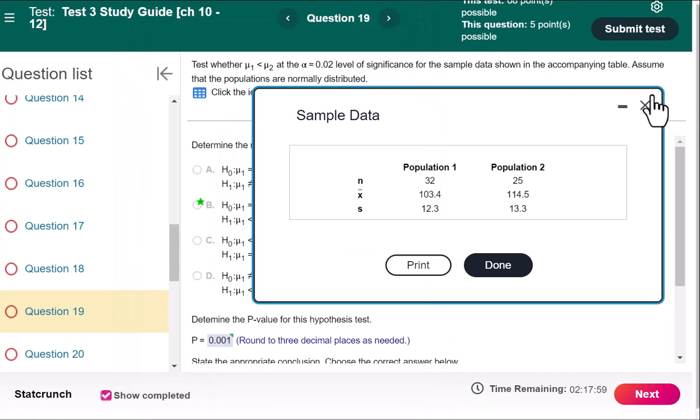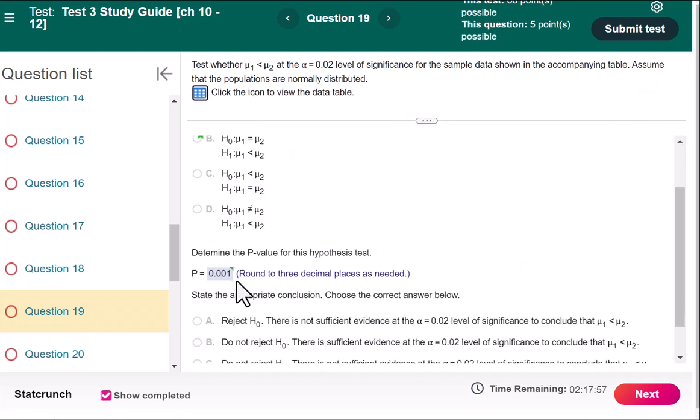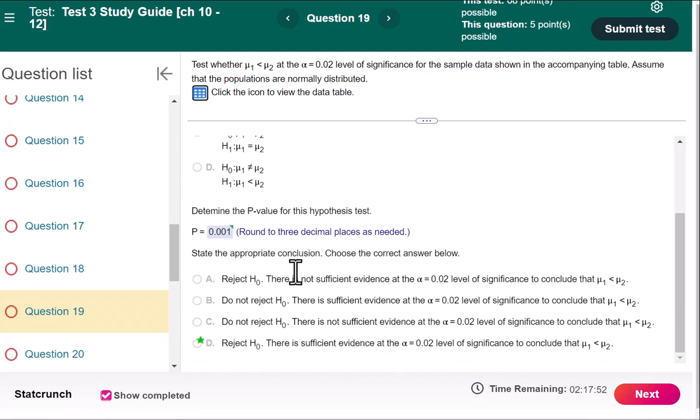All right. See, p-value is less than alpha. You reject the null hypothesis and support the claim. There is sufficient evidence to support the claim.